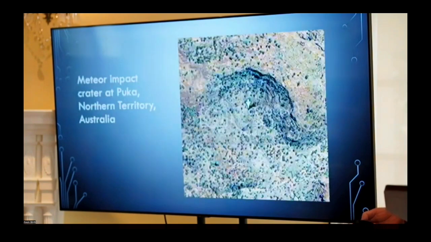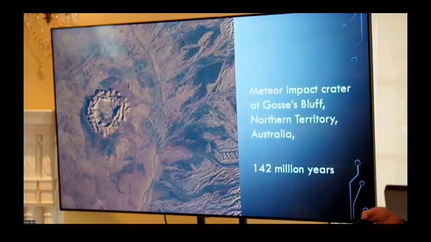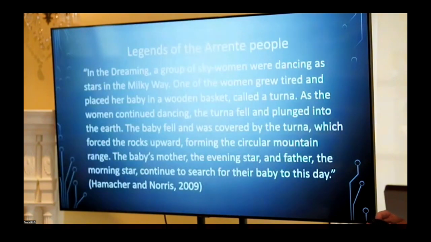There are more impact craters like that, which could be useful in my topic of forbidden archaeology, providing another line of evidence that people have existed for a long time.